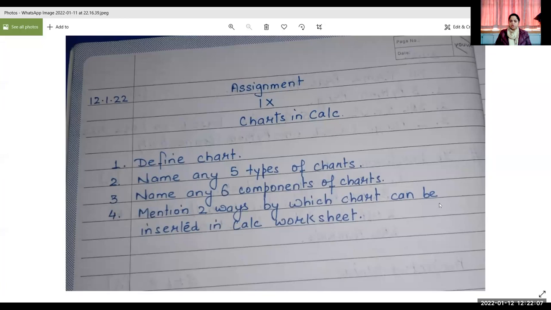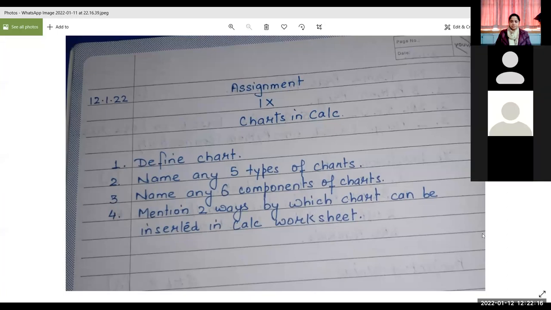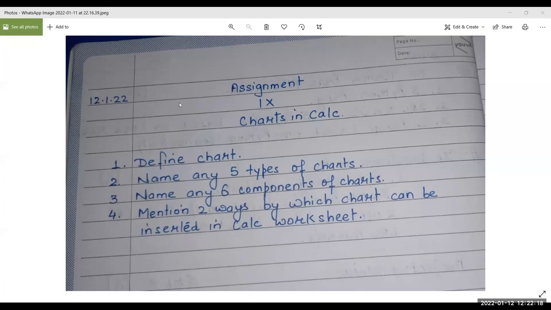Then name any six components of chart. What are the various components of chart? Plot area, legends, chart area, grid lines, axis. Chart area, plot area, grid lines, x axis, y axis, chart title, axis title, data labels, and legends. Data series also.